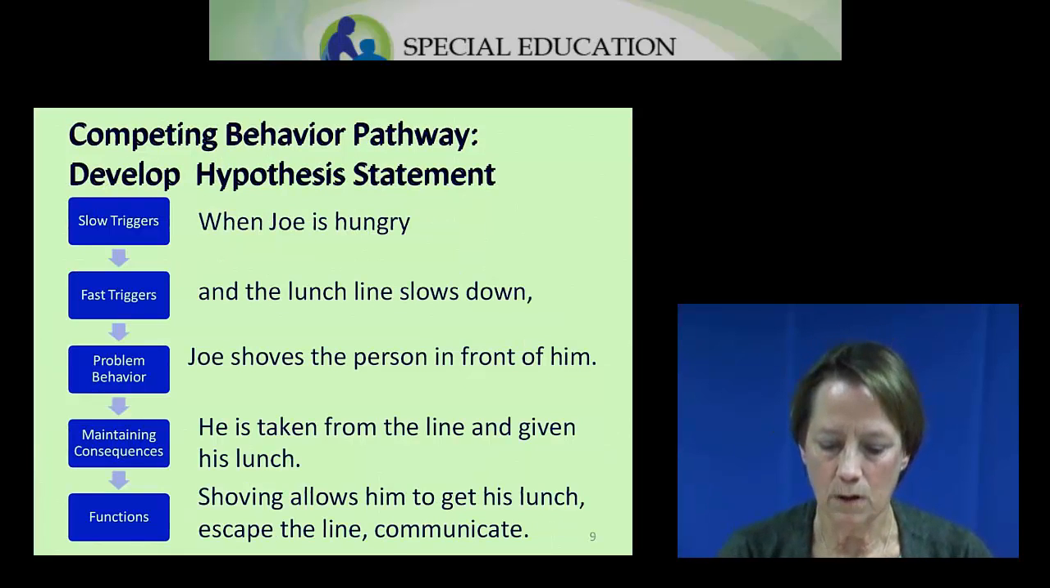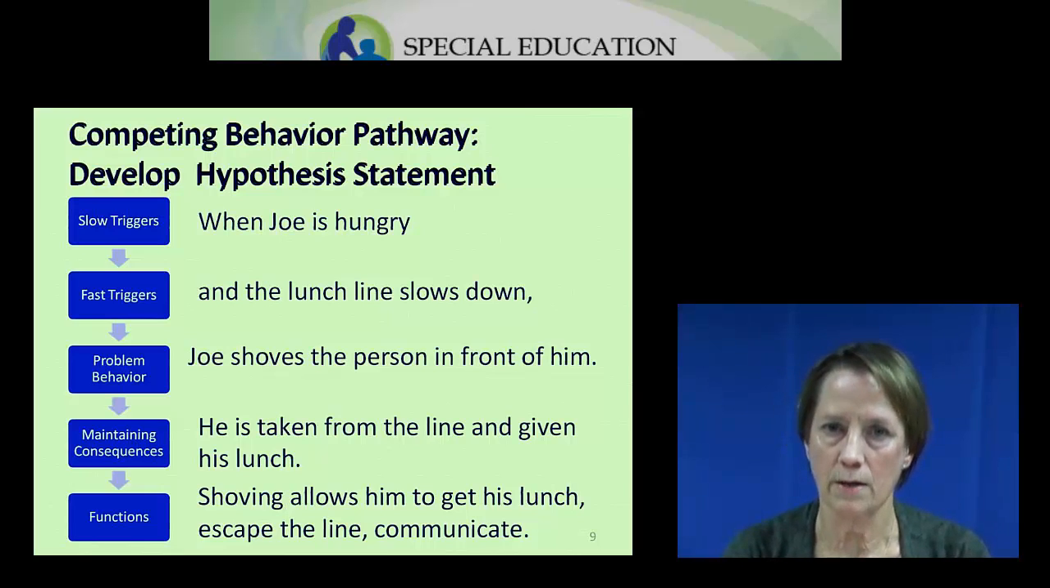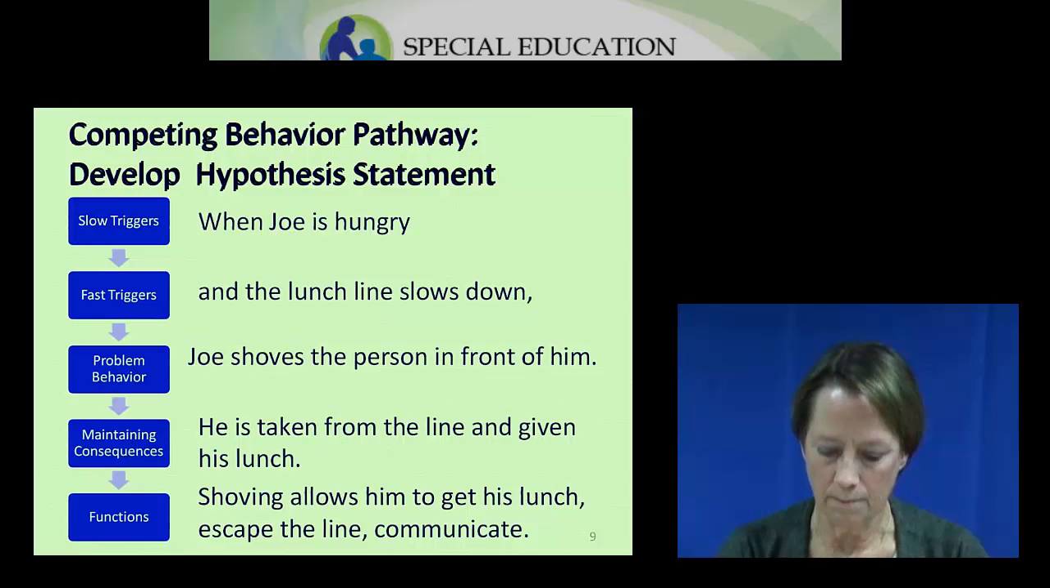So here's an example of a behavior pathway that leads us to a hypothesis statement. When Joe is hungry and the lunch line slows down, Joe shoves the person in front of him. He's taken from the lunch line and given his lunch. The shoving allows him to get his lunch, to communicate his frustration, and to escape the lunch line.